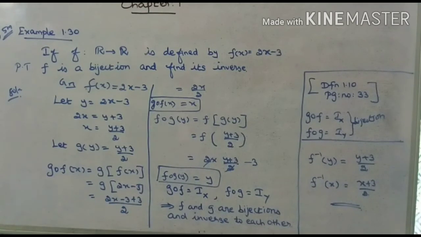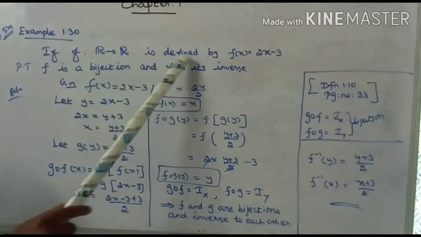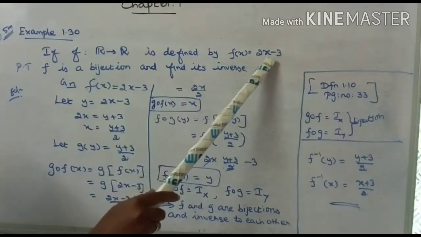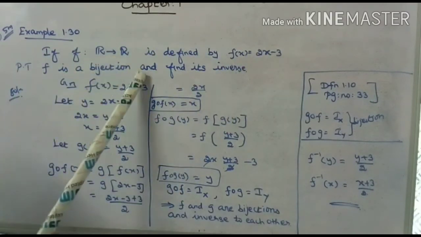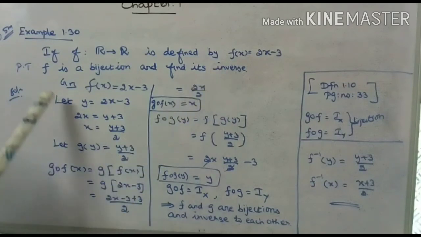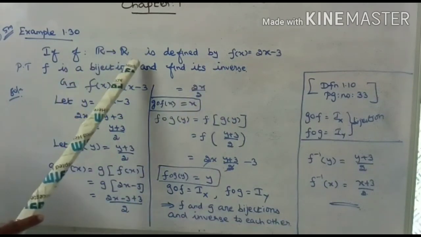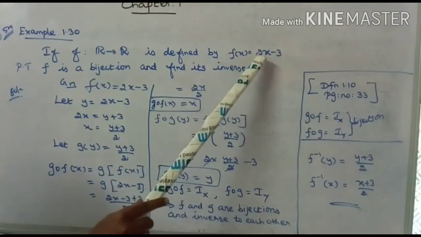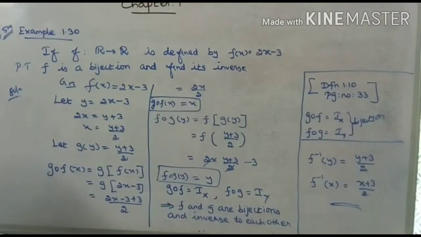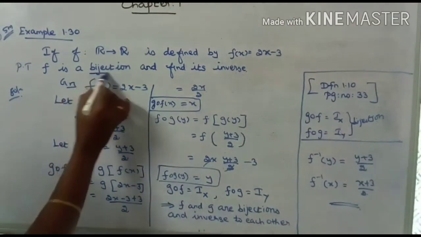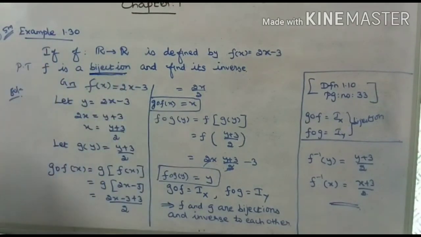Listen, example 1.30. This is also an important 5-mark question. Listen, if f from R to R is defined by f of x equal to 2x minus 3, prove that f is a bijection and find its inverse. Bijection definition is both one-one and onto function.